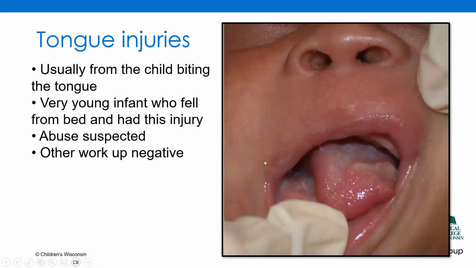Tongue injuries are a little rare, but they do happen. They can happen from unintentional or accidental injury as well as intentional injury. This is a particularly gruesome one. The child's tongue was actually severed about halfway across. This was a very young child who fell from the bed and had this injury. Abuse was suspected, but the rest of the workup was negative. And remember, the workup in these young pre-cruising infants is just further injury surveillance. It's not done to rule in or rule out physical abuse. So in this infant, we were left with this isolated injury and a suspicion for abuse. It did get reported, but with some unanswered questions.